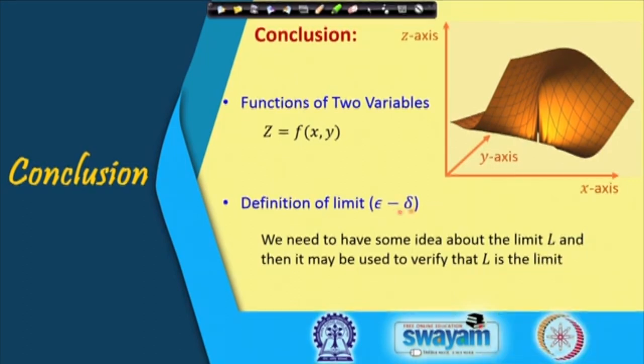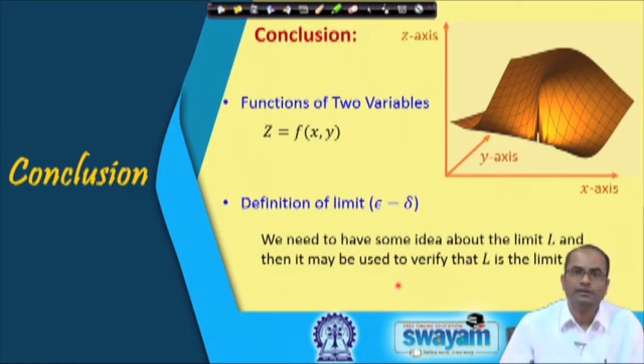With the help of this epsilon delta approach we cannot just get the limit, but if we have some idea about the limit, then this approach may be used to verify that L is the limit. Because in the case of functions of two variables, there are several paths which approach a particular point in the x y plane. This is completely different from one variable, where there were two paths, one from the right side and one from the left side, and if both limits are equal, we say that the limit exists.